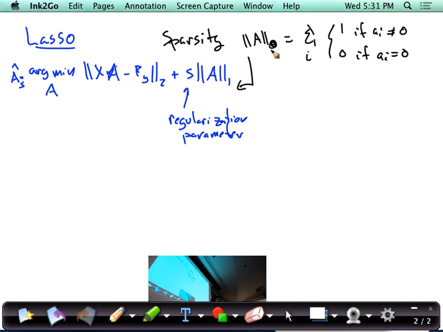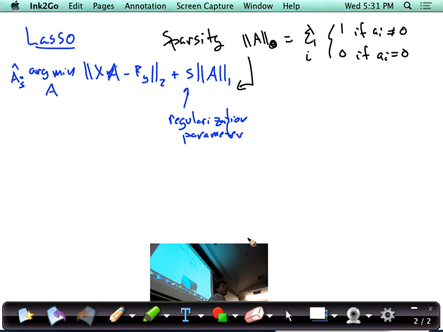But this turns out to be a very hard combinatorial problem, with lots of local minima, and I don't remember if it's NP-hard to solve or if it's just not known how hard it is. But there is one version, if you remember the A1 norm.